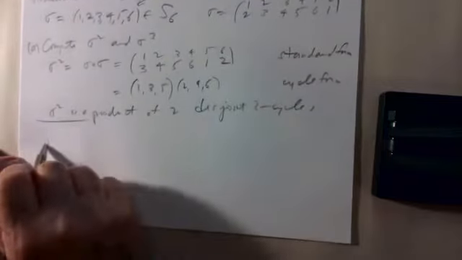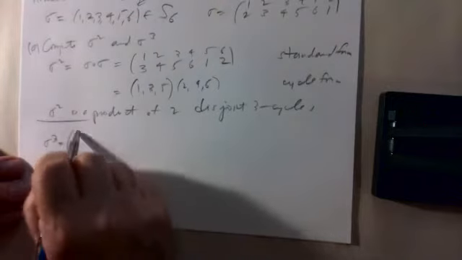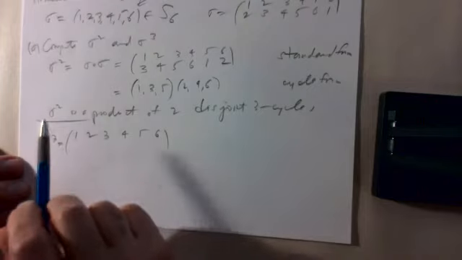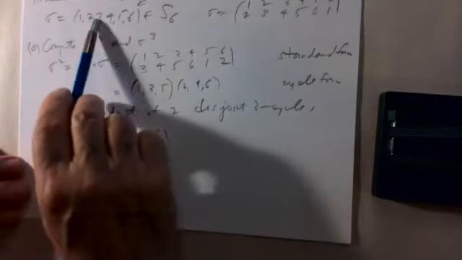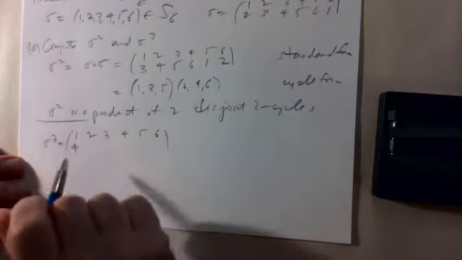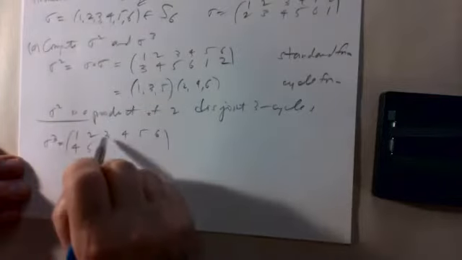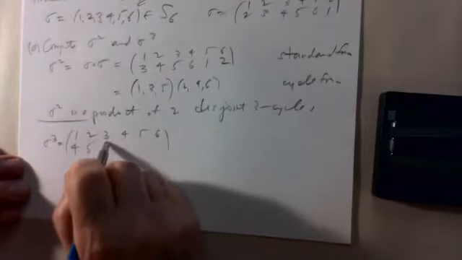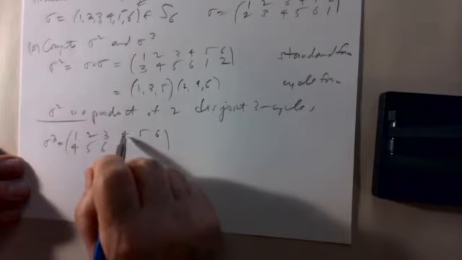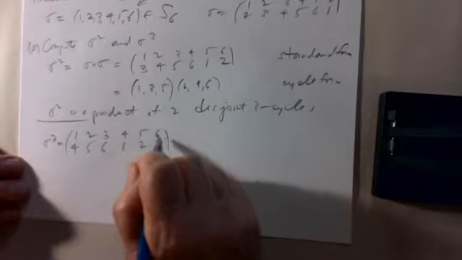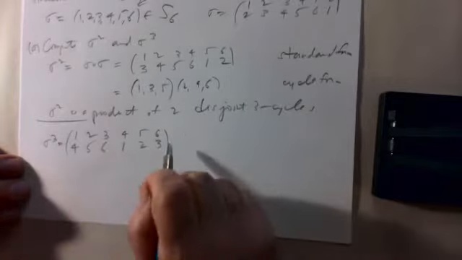What about sigma cubed? So in standard form, if you apply sigma 3 times, 1 goes to 2, 2 to 3, 3 to 4. 1 ends up at 4. 2 goes to 3, goes to 4, goes to 5. 3 goes to 4 to 5 to 6. 4 goes to 5 to 6 to 1. 5 goes to 6 to 1 to 2. 6 goes to 1 to 2 to 3. So this is the standard form.